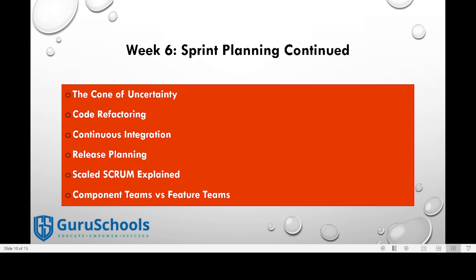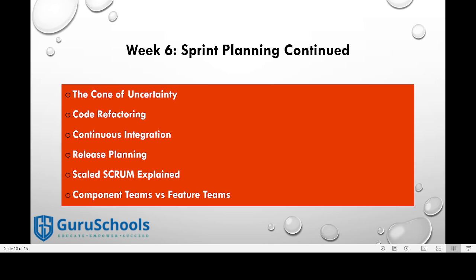Moving on to week 6, we will also continue with understanding a little more detail about the sprint planning. Once we've done the entire planning, what do we do when there is certain uncertainty that we come across as part of the sprint? What is something called code refactoring?